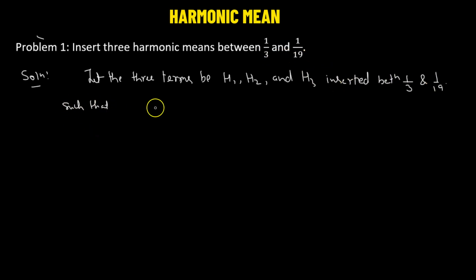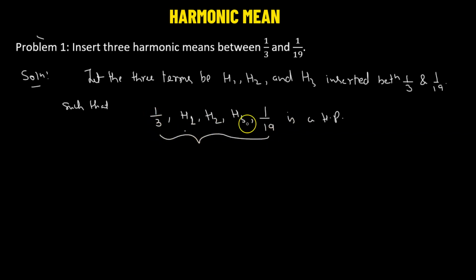Such that 1 over 3, our first term, followed by H1, then H2, then H3, and the last term, 1 over 19, is a harmonic progression. That is what we need to do. We are inserting 3 terms between these two numbers, such that the entire sequence of 5 terms forms a harmonic progression.